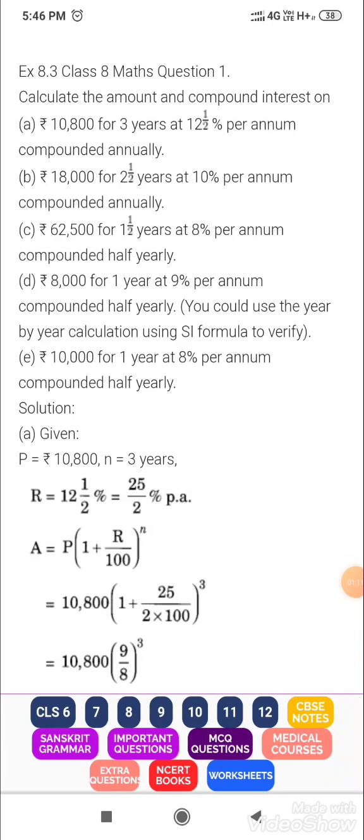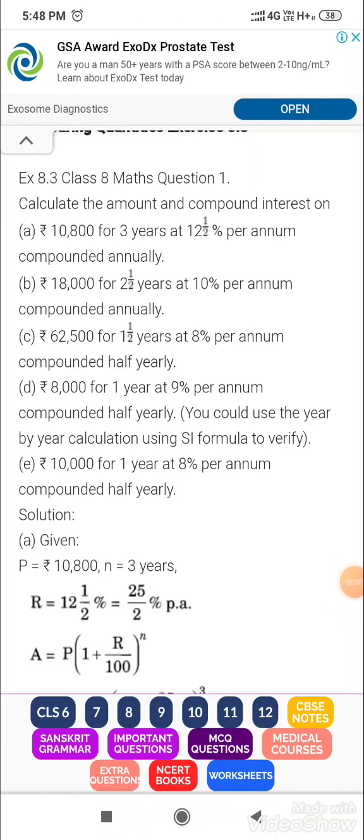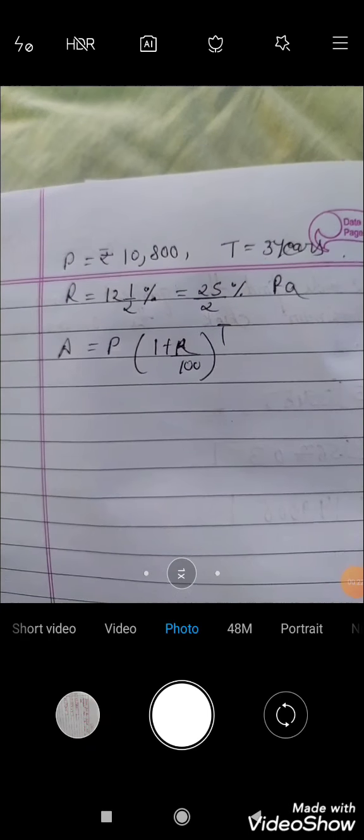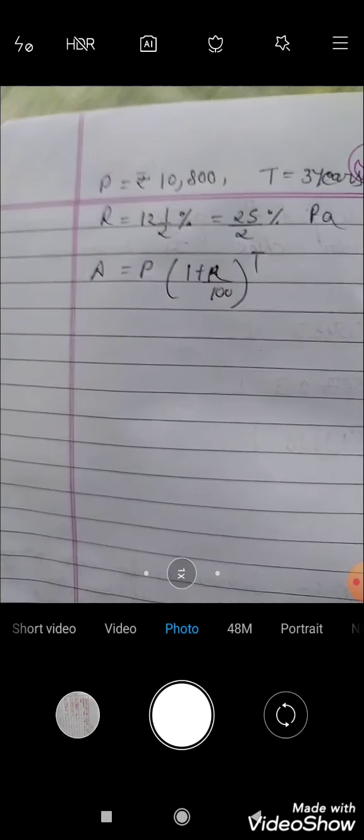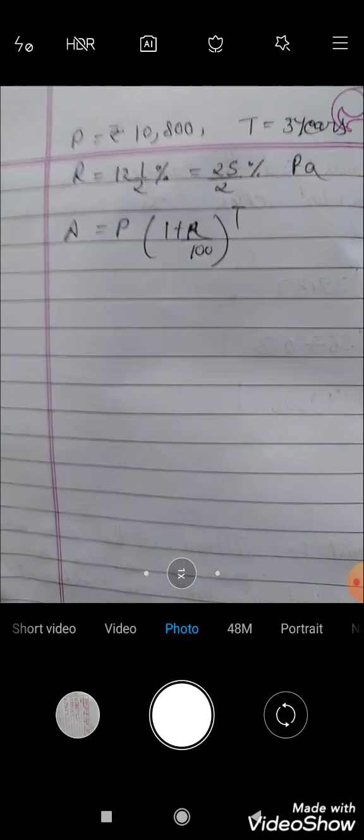Now we are going to start exercise 8.3, and the first question is: calculate the amount and compound interest on, first part, rupees 10,800 for 3 years at 12.5% per annum compounded annually. For solving this question, first we note down all the information from the question. It is given that principal is rupees 10,800, time is 3 years and rate is 12 whole 1 upon 2%.